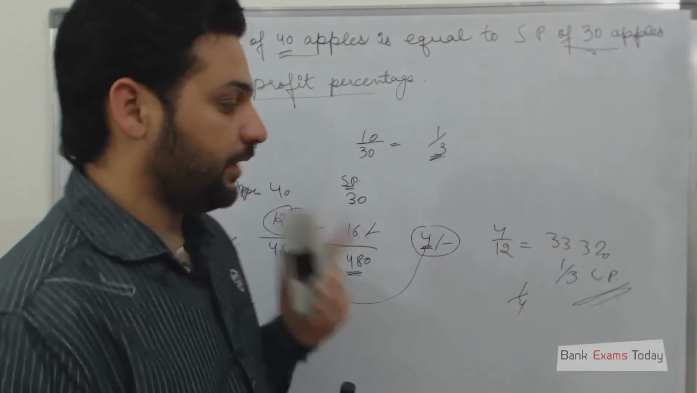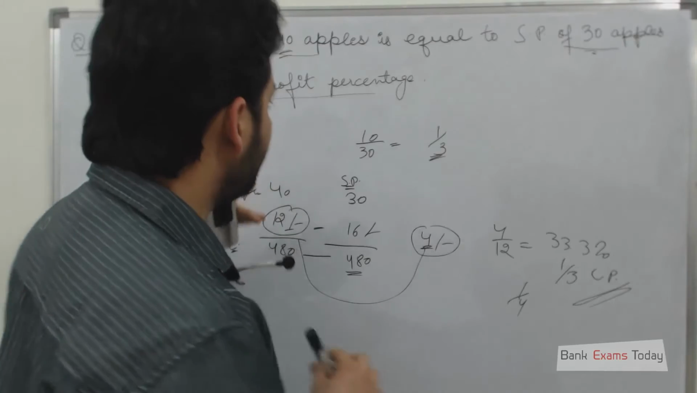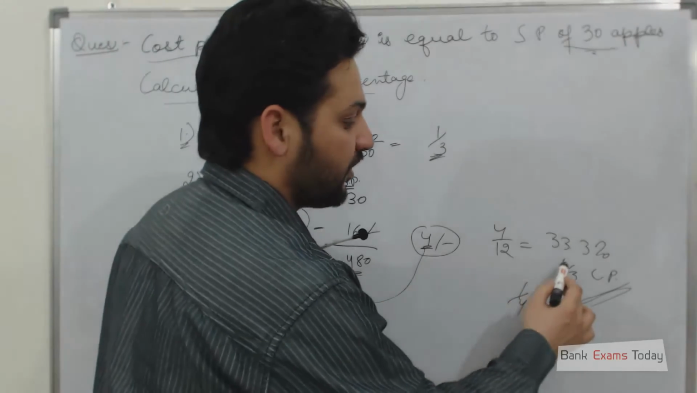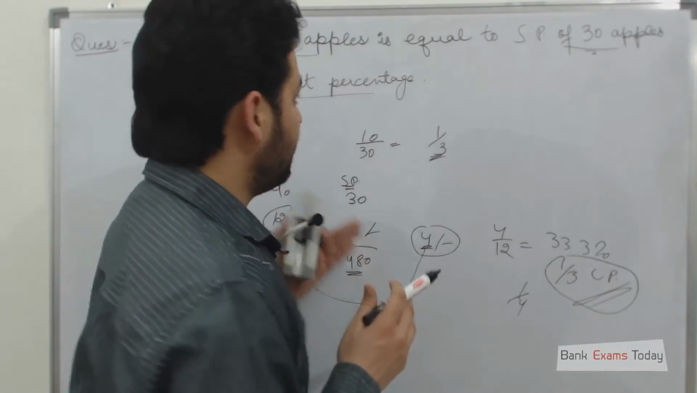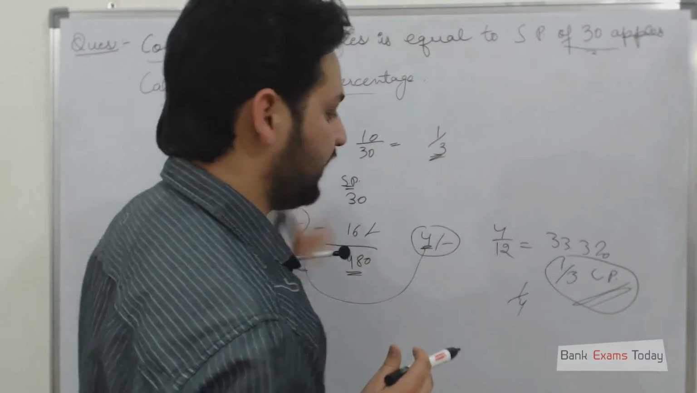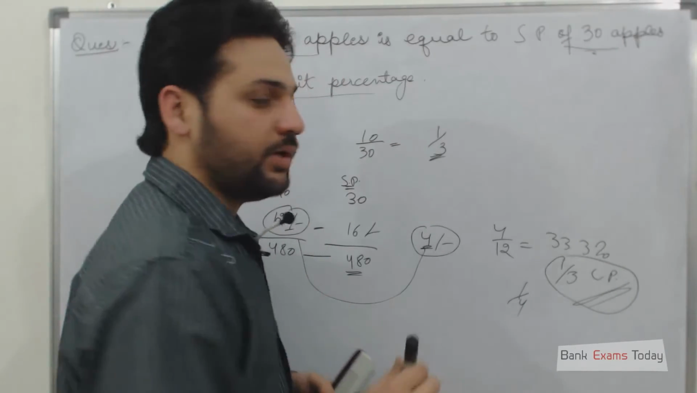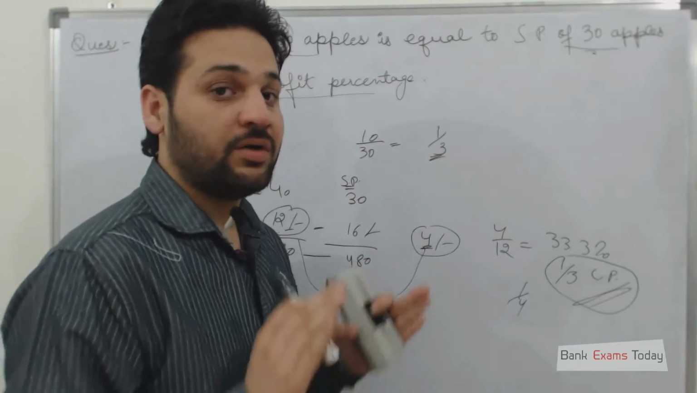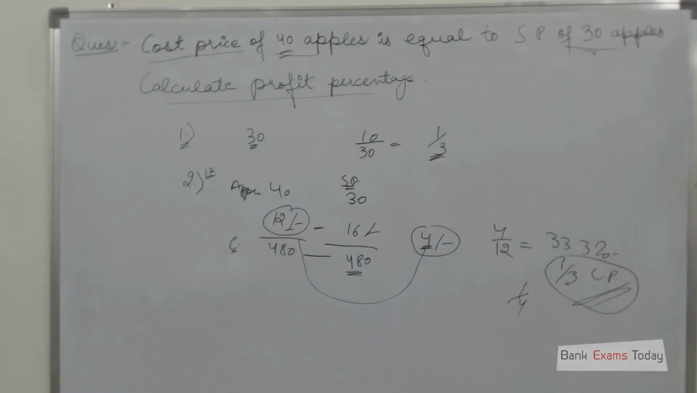So this is a very important point. In case nothing is provided about what kind of profit percentage you need to find, you need to find the profit percentage on cost price. If it is explicitly stated that you need to calculate the profit on selling price, then only you need to calculate the profit on selling price. By default, you need to calculate the profit on cost price. So 1/3 or 33.33% is the answer.